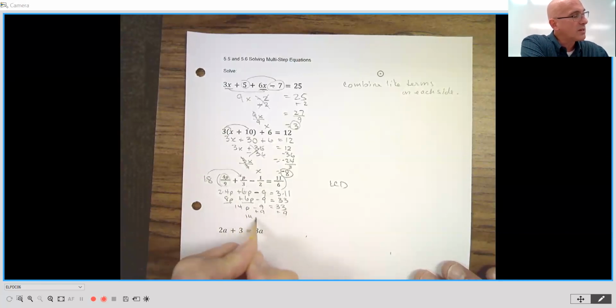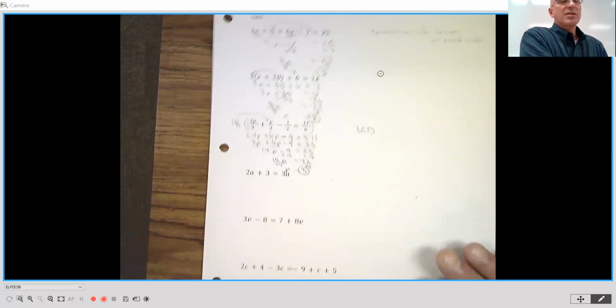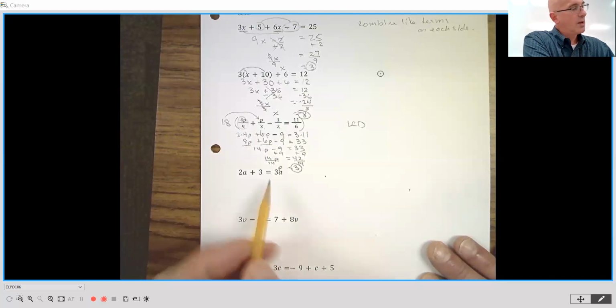So we get 14p equals 42. Now we're going to divide both sides by 14. We get p on the left, and we get 3 on the right. Okay. So now the next three involve variables on both sides of the equal sign.